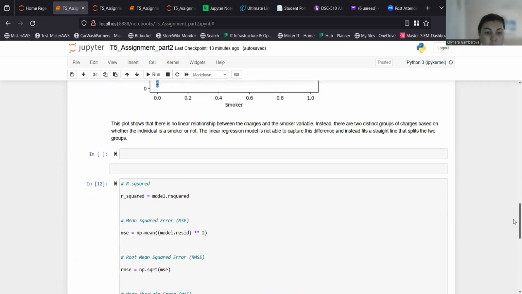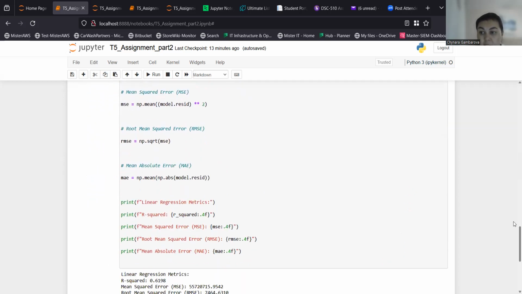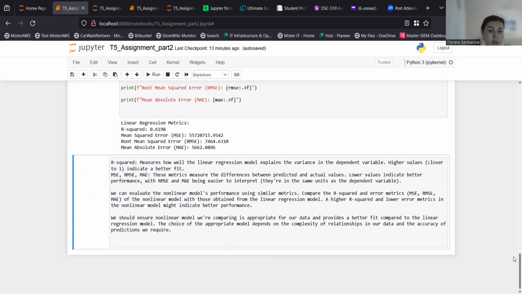And last, this is the last task, task 6. How can we compare the performance of linear and nonlinear models? So we can look at these measures. R-squared measures how well the linear regression model explains the variance in the dependent variable. So higher values closer to 1 indicate a better fit. MSE, RMSE, and MAE. These metrics measure the difference between the predicted and actual values. Lower values indicate better performance.